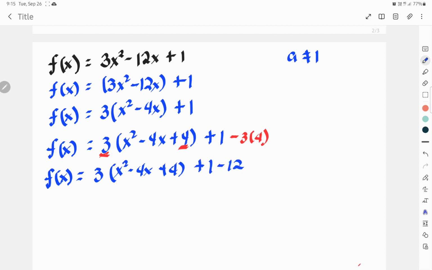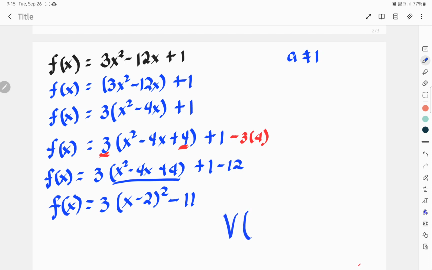Now, we have the setup, so we get the square of the binomial: f(x) = 3(x − 2)² − 11. Getting the vertex, we take the additive inverse of negative 2, which is 2, and then negative 11, so the vertex is (2, −11). And that's it for the vertex form of the quadratic function 3x² − 12x + 1.